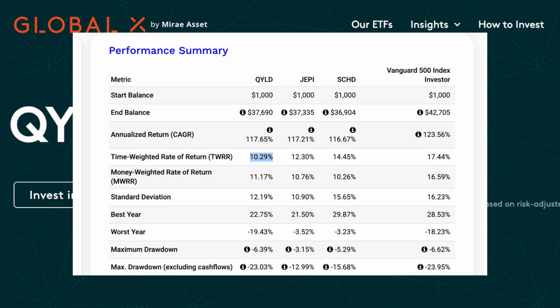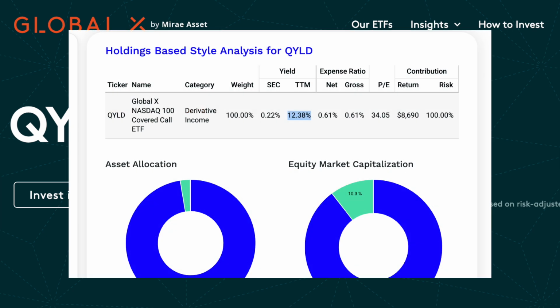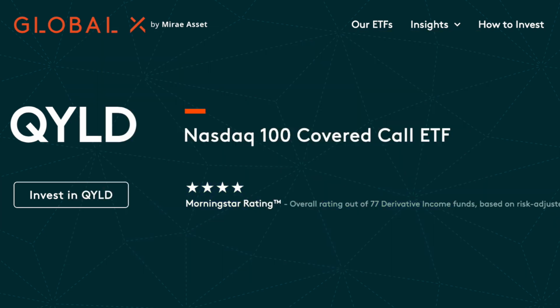This fund had a CAGR of 10.29% between June of 2020 and January 2025, assuming you were reinvesting dividends along the way. This is a time-weighted rate of return that excludes the impact of any cash flows in your portfolio. Inclusive of a consistent cash flow stream, your CAGR would be slightly better, 11.17%, which is the money-weighted rate of return. QYLD had a trailing 12-month dividend yield of 12.38% at the end of January. I'm going to round these numbers to make the math a bit more simple.